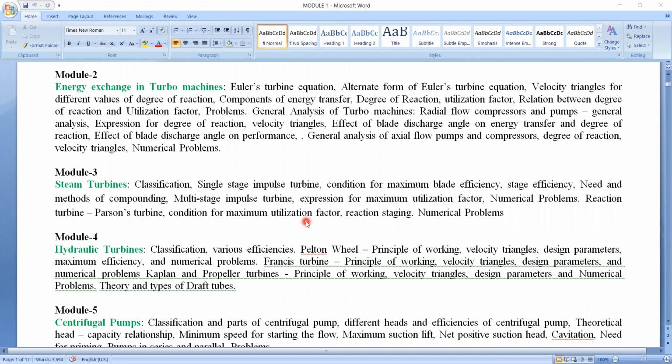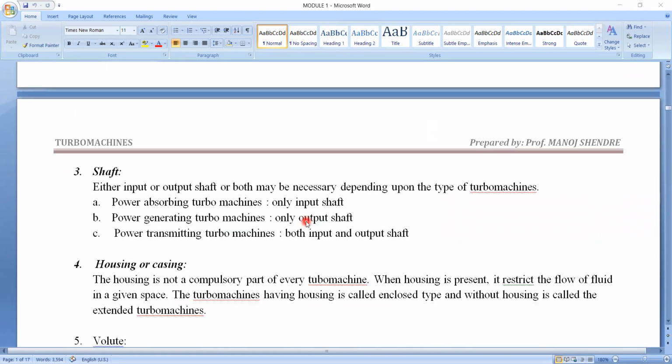Okay, let's start our session. Let's start with the classification of turbo machines.